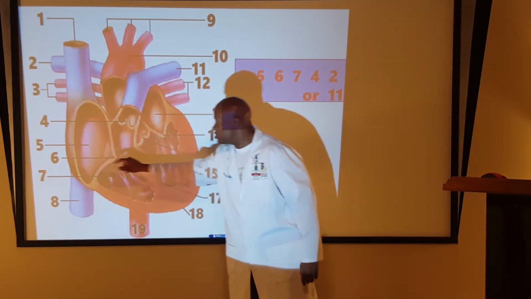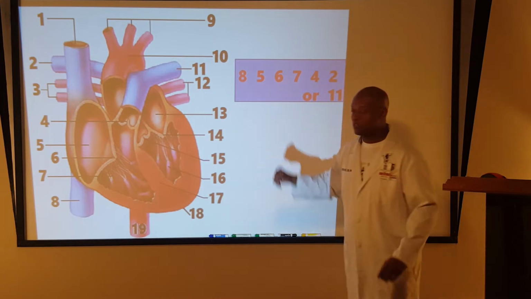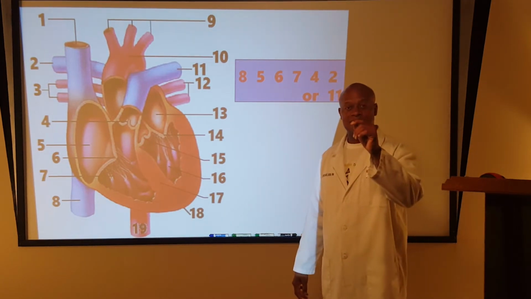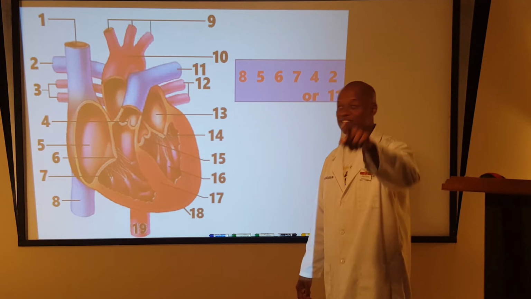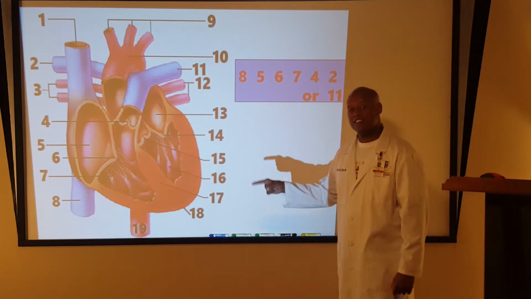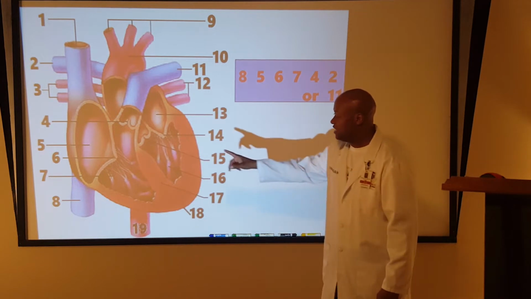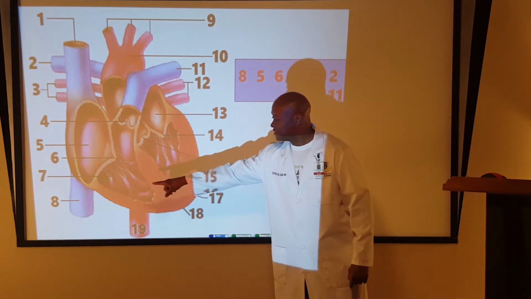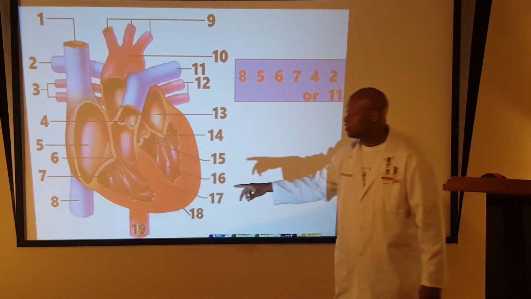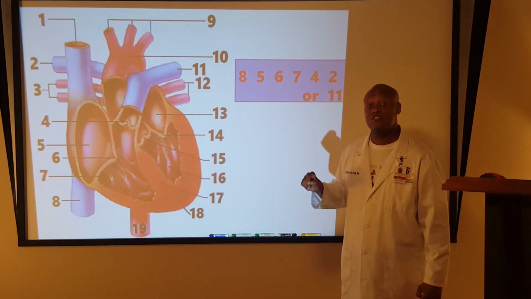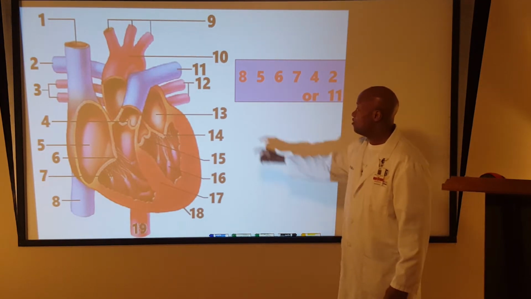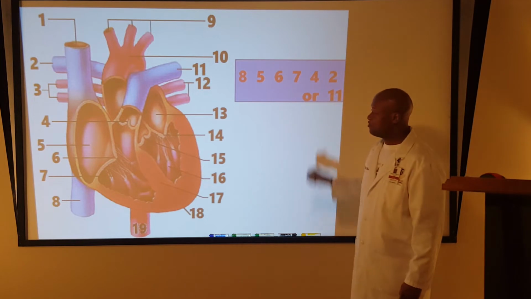From there, you're going to go to 6, which, what's the name of 6 again? And you say tricuspid. Good job. The tricuspid, because that's on the right side, right? R-I-T, good job. Now, 7 after tricuspid, you're going to go through the right ventricle. Yes. So 8, 5, 6, 7 so far.